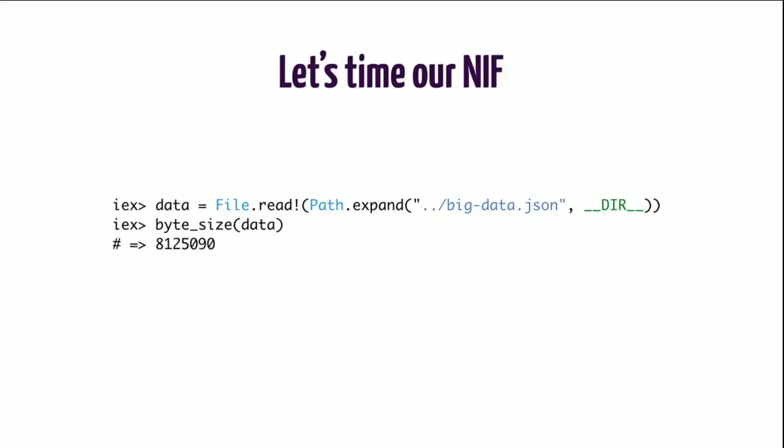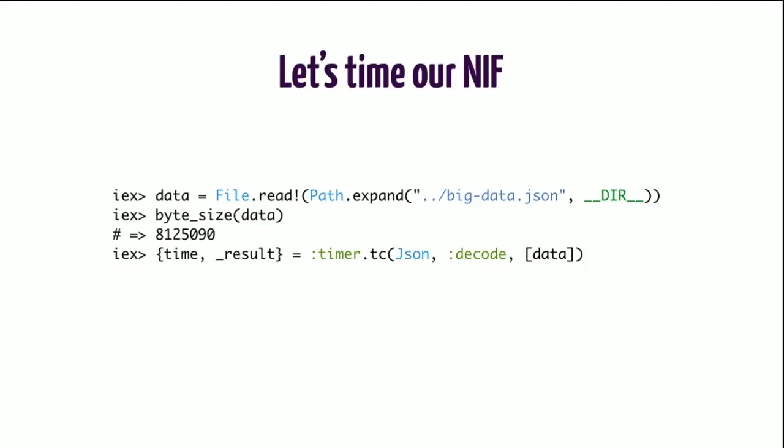So let's time our NIF. If you run this on really small inputs, it's going to be fast and performant and nice. But when you get some big data, some big JSON file, this one here is like 8 megabytes, and you run it and you time it, then we get something like this, which is really bad because it took almost 1.5 seconds.